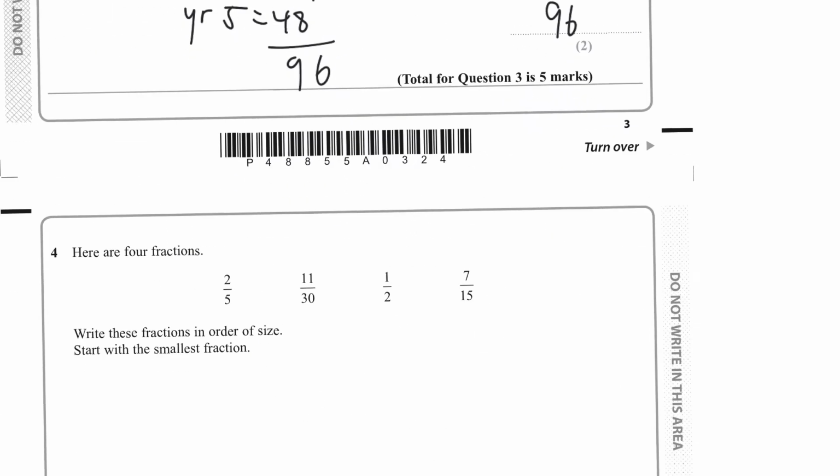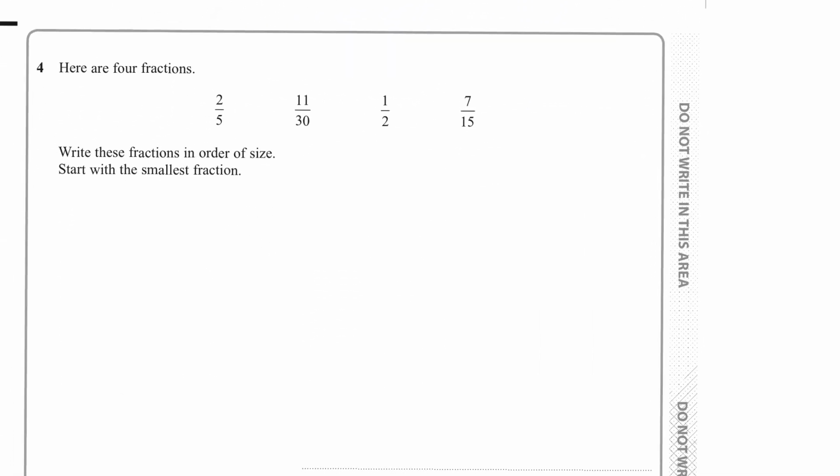All right, moving on to question 4. So question 4 gives us a bunch of fractions and it wants us to write them in order of size. So the best way to compare fractions is you want them to all have the same denominator. So looking at all these numbers, the best number to make them all the same denominator is 30 because they're all factors of 30.